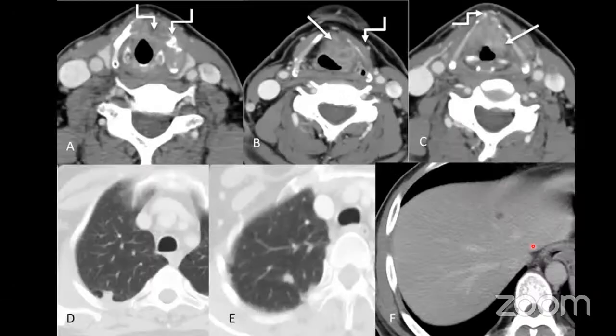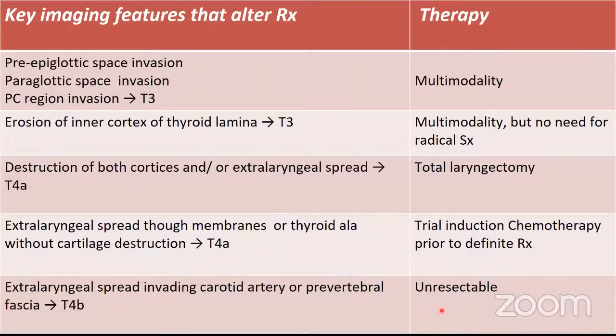Next is a case of advanced glottic malignancy with significant supra and infraglottic extension, metastatic pulmonary nodules, and hepatic metastasis. So if you see advanced hypopharyngeal or laryngeal disease, you should supplement the staging with at least non-contrast CT of the thorax, and if possible, a PET CECT.